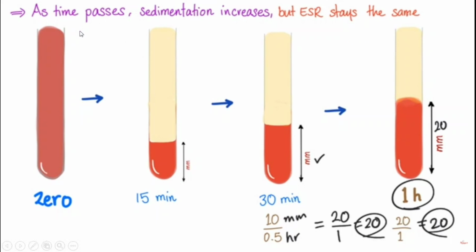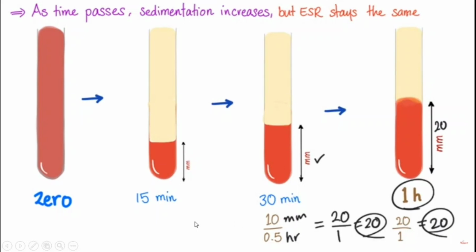So as time passes, the sedimentation increases, but the rate of sedimentation remains the same. So for example, if you take the blood at time 0 in the test tube, at different time periods the sedimentation increases, but the rate of the sedimentation remains the same. How? For example, at 30-minute time period, the length of the RBC sedimentation or settlement is 10 millimeter.